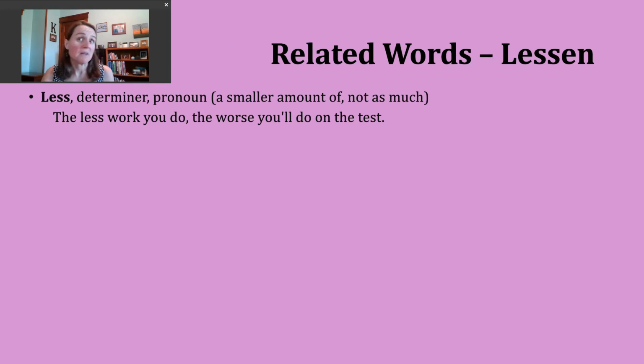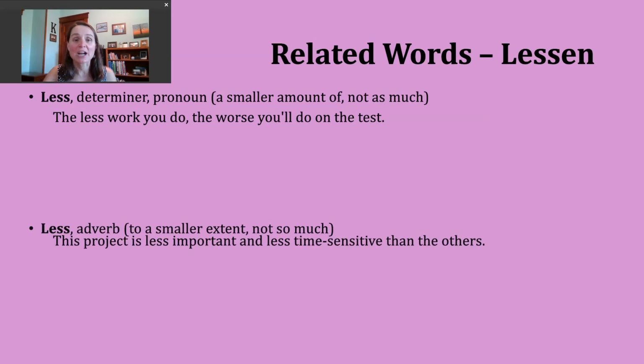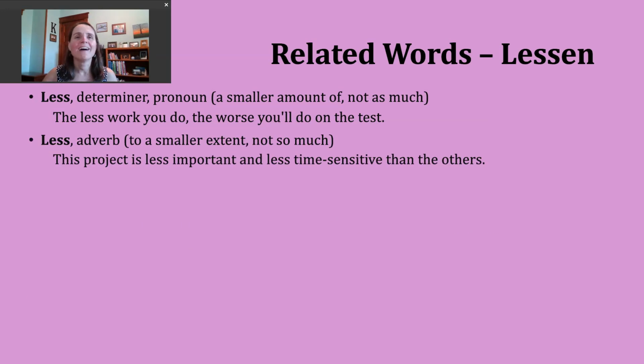An example of how you might hear this used: the less work you do, the worse you'll do on the test. Heard many teachers say things like this, trying to motivate people, right? So you might hear it said the other way, kind of the opposite. The more you do, the better you will do on the test. But sometimes people feel like they can convince others with the consequences or the negative piece of it.